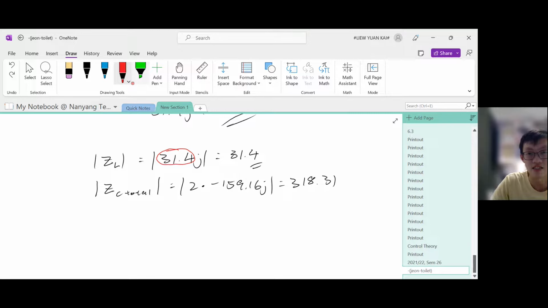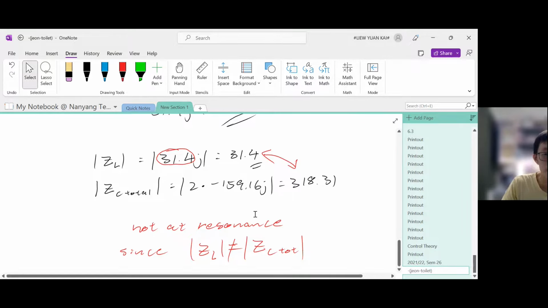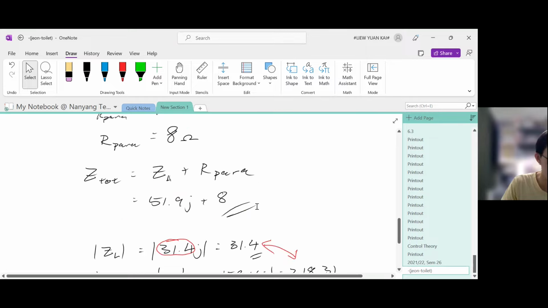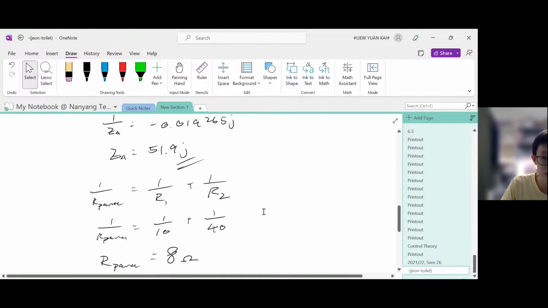Now, ask yourself, are they the same? No, they're different. So what does that mean? They're not at resonance, since this magnitude is not equal to the capacitance magnitude. So we show that they are not the same. Now what did they ask? If not, what is its resonance frequency?